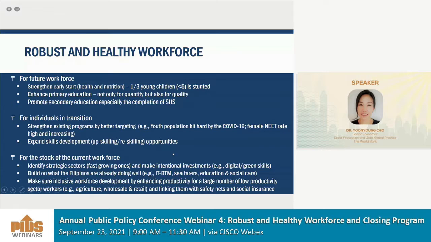And for overall workforce development, I'd like to highlight that there are three important measures. First one is really identifying strategic sectors. I presented the fast-growing sectors, and making targeted intervention for digital skills, green skills that the Philippines is picking up rapidly is going to be very important. Second, build on what the Filipinos are already doing very well, IT-BPM or seafarer, international migration, education and social sector. Building on those sectors is going to be very important. And make sure that inclusive workforce development by enhancing productivity for a large number of low productivity workers and making sure the linkage with social protection is going to be very important.